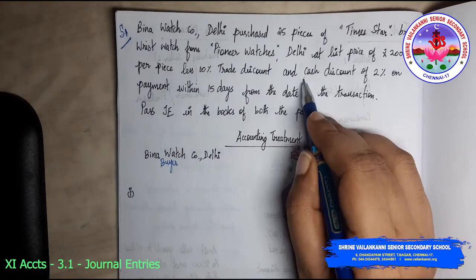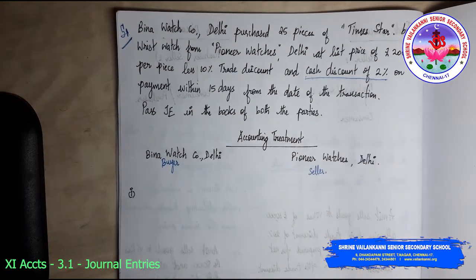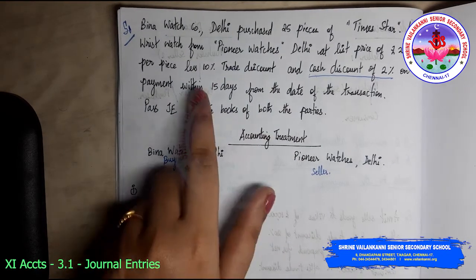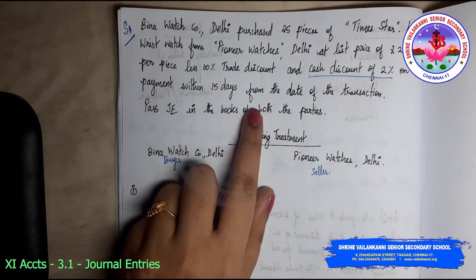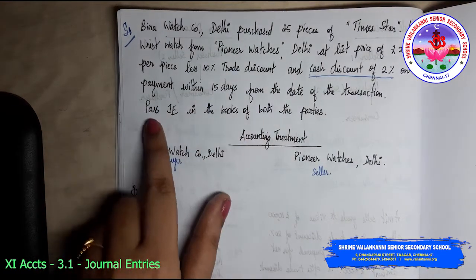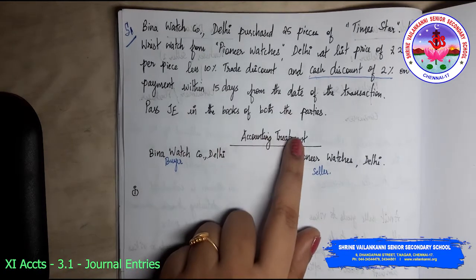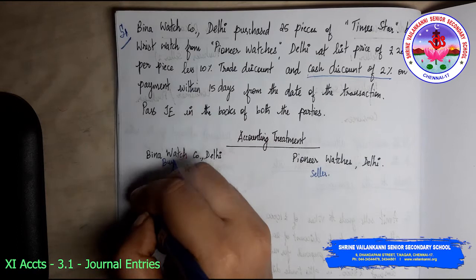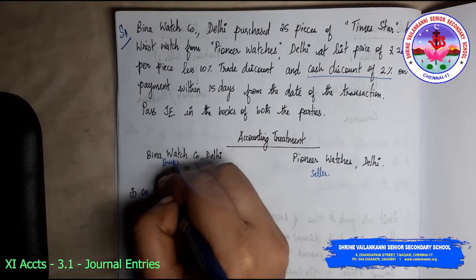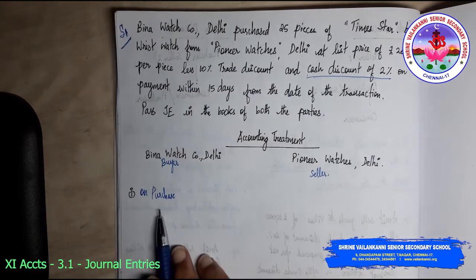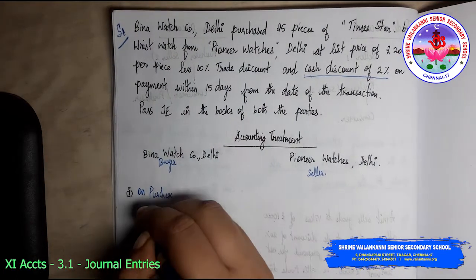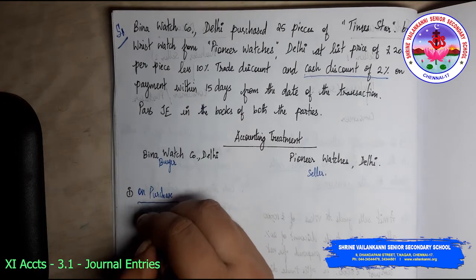At the list price of 2000 per piece, less 10% trade discount and cash discount of 2%. Cash discount only will be shown in the journal entry. Trade discount will not be shown. It will straight away be deducted from the invoice. So first we need to understand, on purchases there are two occurrences. One is the purchase, another one is the payment. So on purchases, what is the journal entry?